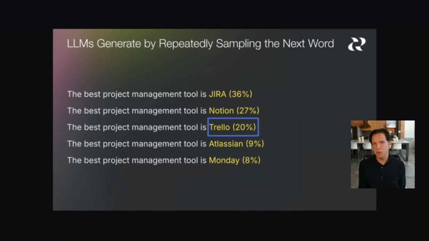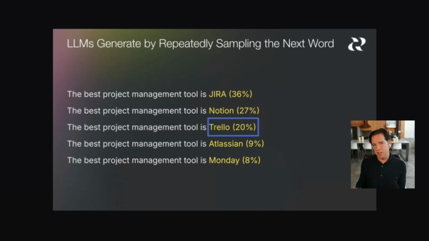You might imagine that we pick the most likely word, but actually what happens is we pick the word randomly according to these probabilities. So you can think about this as we have a giant weighted die, and there's a face on the die for each possible word that we could generate, and the weight of each face is set according to these probabilities. So essentially you have a 36% chance of rolling Jira. And so now you're going to roll that die, pick a word, and then repeat this process for the next word.